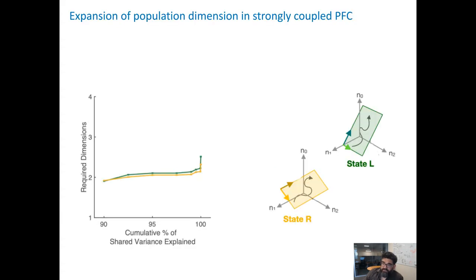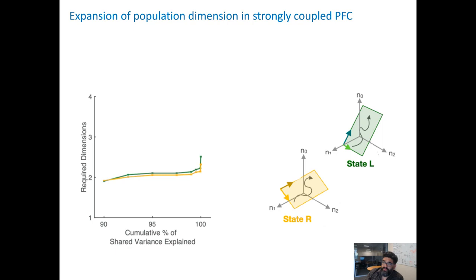So here, this is sort of the last couple slides. If we do our dimensionality analysis and we ask what's the cumulative shared variance explained, how many dimensions do we need to explain 95, 98, 99% of the variance? If we restrict our system to being in one of the two states, either state R or state L, it looks like we just need two dimensions. And that makes sense from our linear theory before.